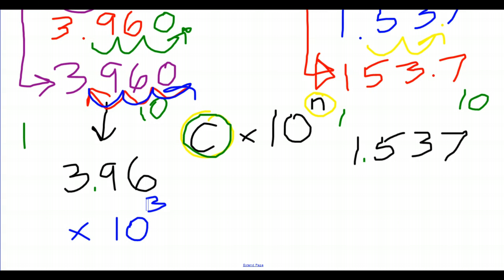And now for 153.7, we would need to move it 2 places to the left to make it 1.537. So to undo it, we just need to move it 2 places to the right. So then this becomes times 10 to the second, because we only have to move the decimal point 2 places. And so this basically is the process for how we go through scientific notation.